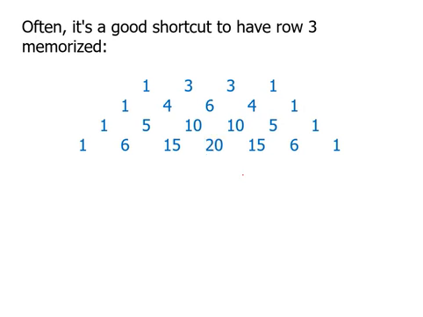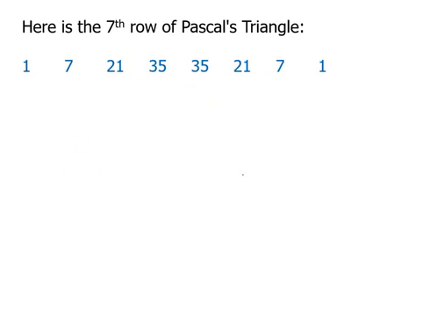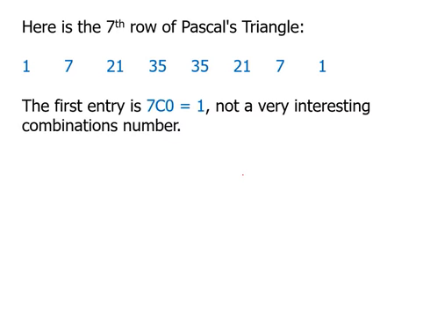Now the seventh row, we have 1's on the outside. 1 plus 6 is 7. 6 plus 15 is 21. And 15 plus 20 is 35. So we'll stop there, but let's see what we have now. This is the seventh row of Pascal's triangle.